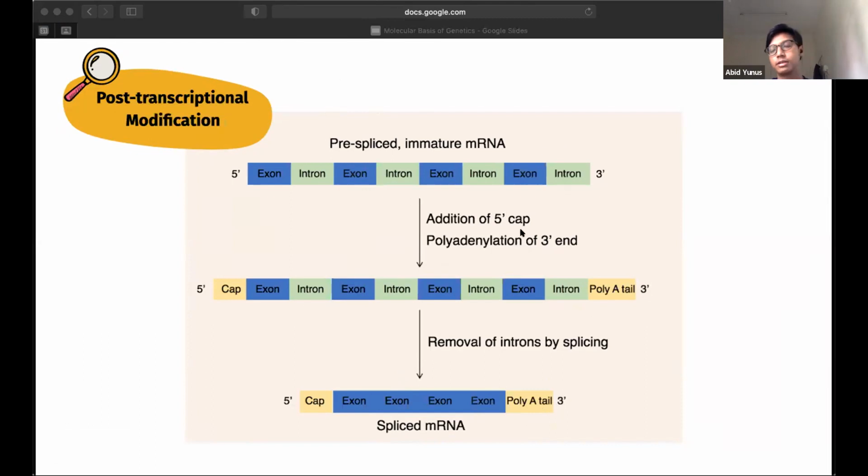So after the mRNA has been processed, it will be exported out into the cytoplasm to be translated, because in the cytoplasm is where you can find the ribosome. In the nucleus, there's no ribosome. So the ribosome is important in translation.